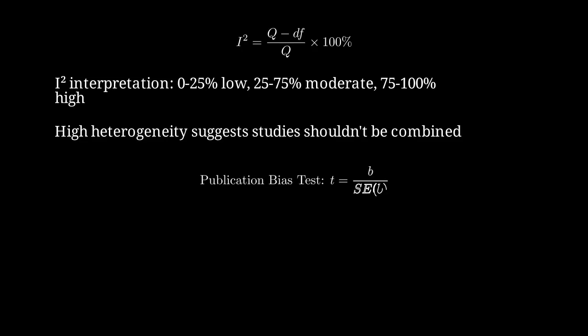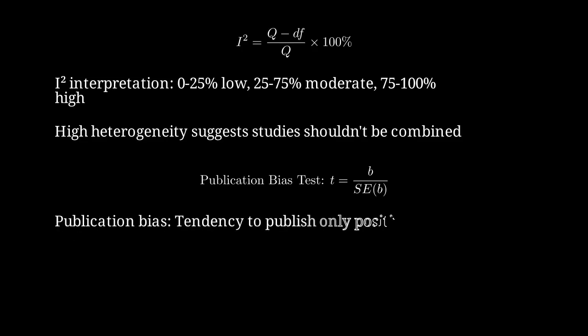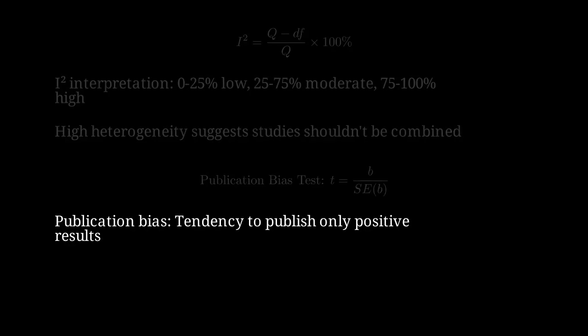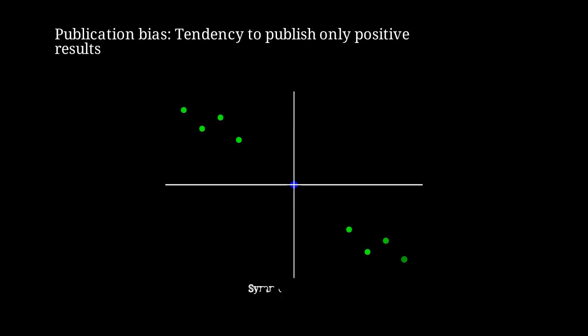Egger's test for publication bias examines whether small studies with negative results are missing from the literature. Publication bias is the tendency for journals to preferentially publish positive findings, which can skew meta-analyses. A funnel plot visualizes publication bias. In an unbiased literature, small studies should scatter symmetrically around the true effect.